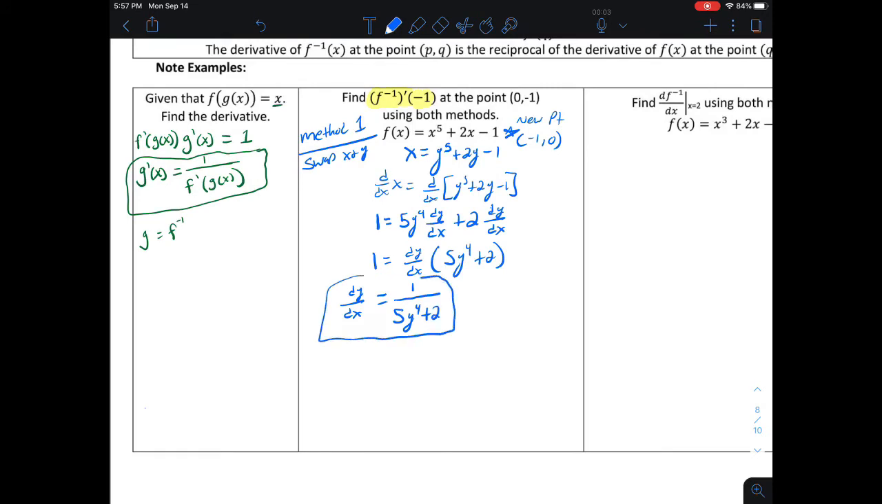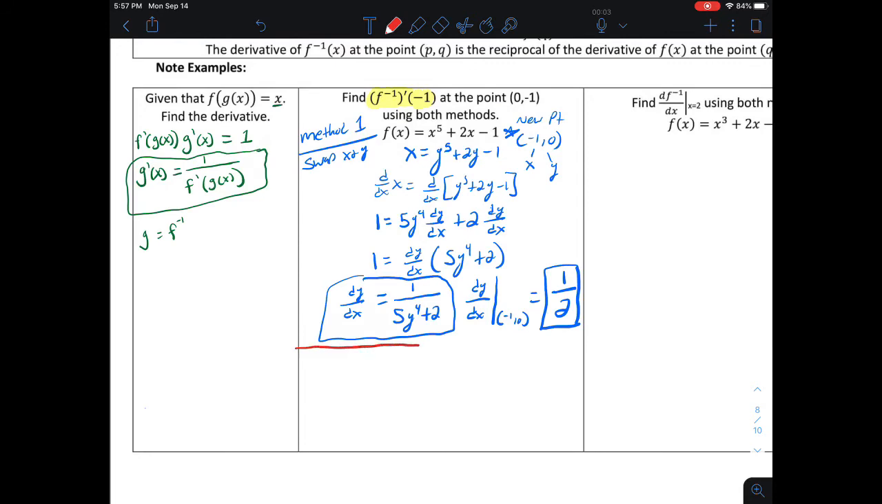There's my derivative expression. To find the value of the derivative, I plug in this new point where in my new equation I put in -1 for x and 0 for y. And so the derivative of this, when I put in that coordinate -1, 0, is going to be 1 over 2. So that's method 1 with the variable swap.